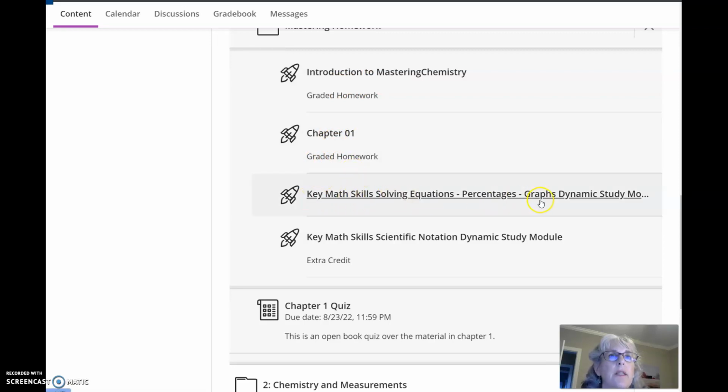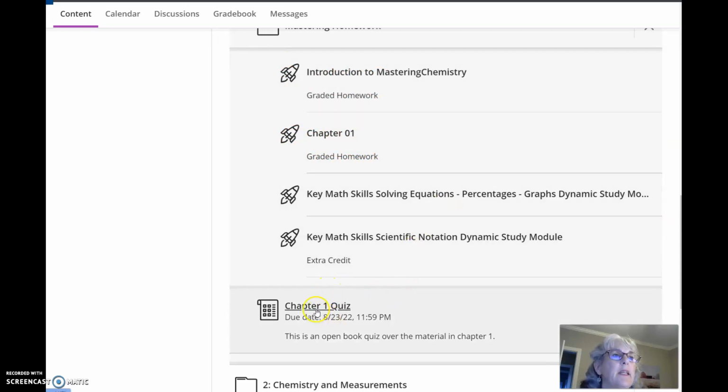We've got dynamic study modules, this one and this one. These are both extra credit. You don't have to do them, but if you do them, they're very helpful. What they are is they ask you a question, you get it wrong, then the questions just recycle until you get a certain percentage of them right, and then you get credit for it. But it's a great place to practice before you go to the homework that's being graded, because this is graded. This is, of course, graded, but not.